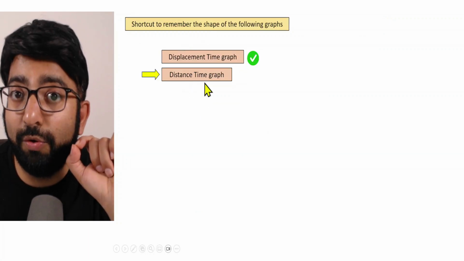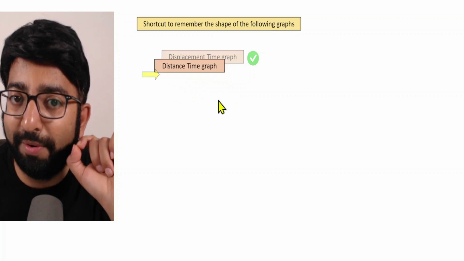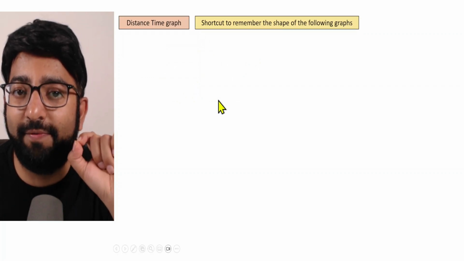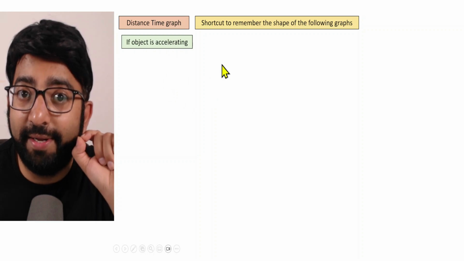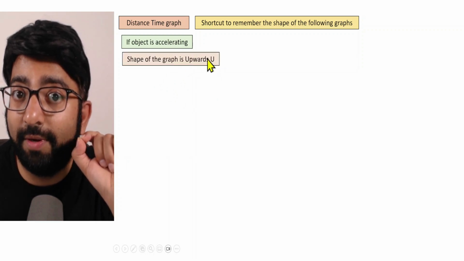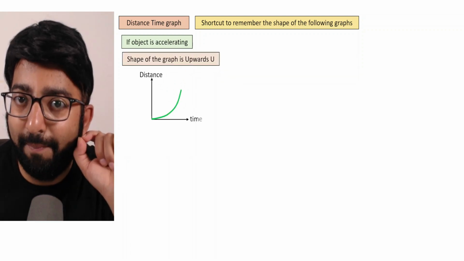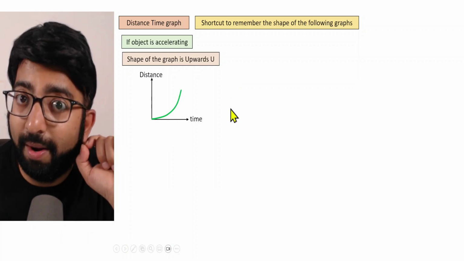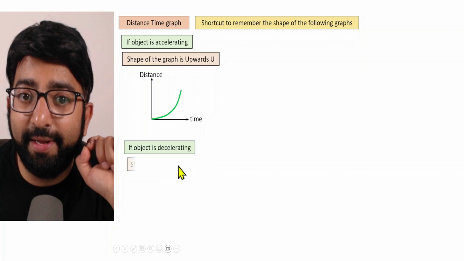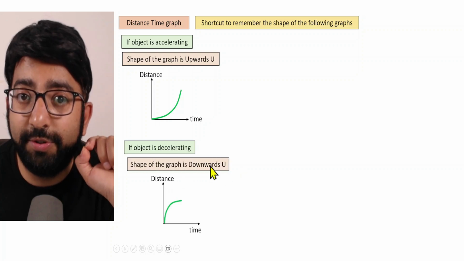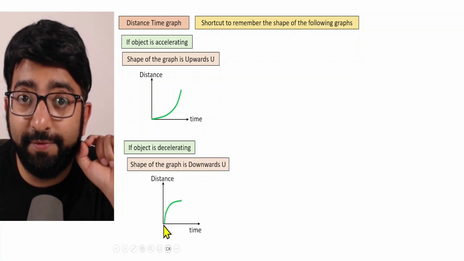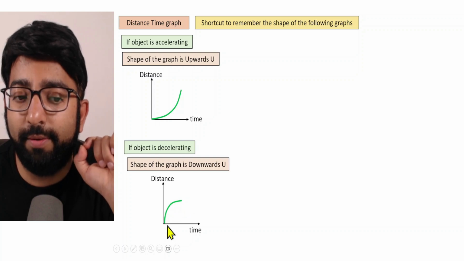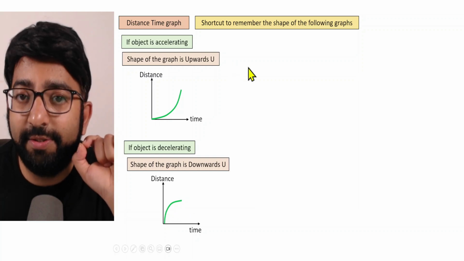Now coming to how to draw the distance time graph. So what is the shortcut for a distance time graph? And that is if the object is accelerating, then the shape of the graph is an upwards U. For example, the graph will look like this, upward facing parabola. But if the object is decelerating, then the shape of the graph is downwards U. So you can see, look at this graph, it's a downward facing parabola. And this is how you read a distance time graph.